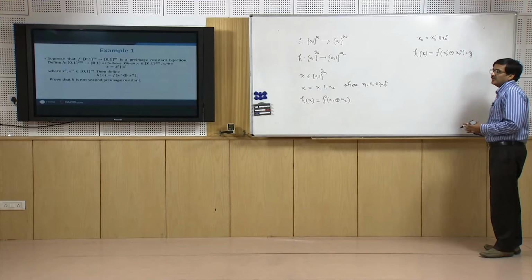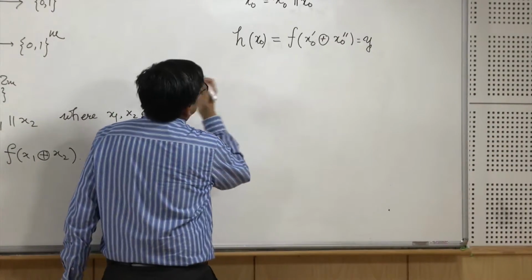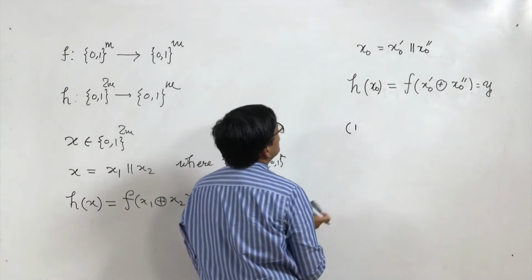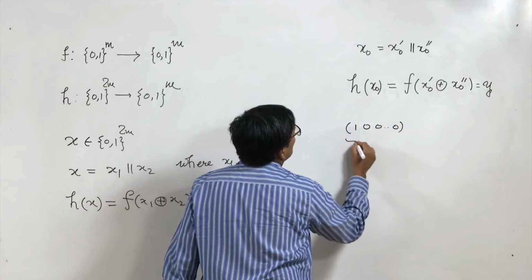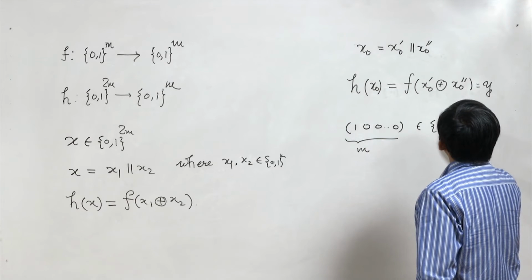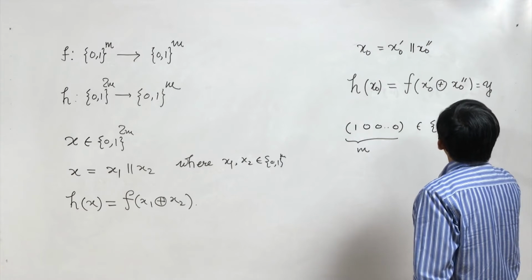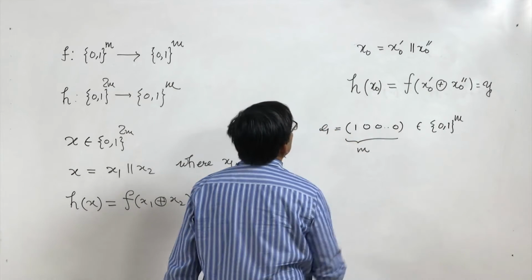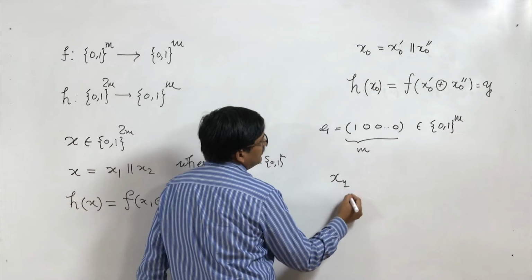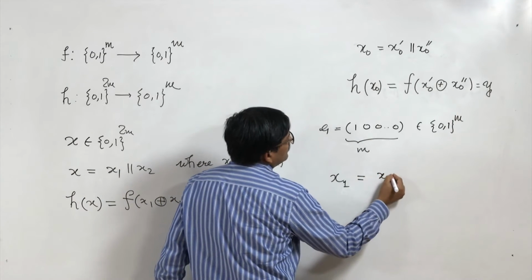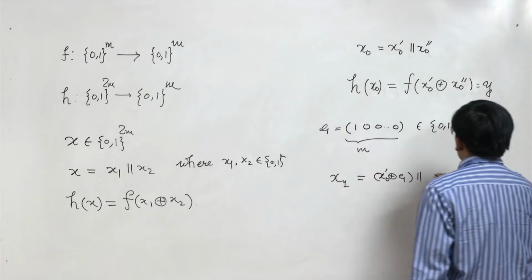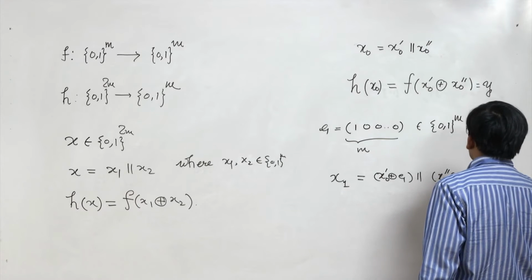This is not difficult, because suppose we take a string, let us say 1 and all zeros, altogether m bits belonging to 0 1 raised to the power m. Let us call this E1. Now, let us construct a point x1 which is x0 prime XOR E1 concat x0 double prime XOR E1.